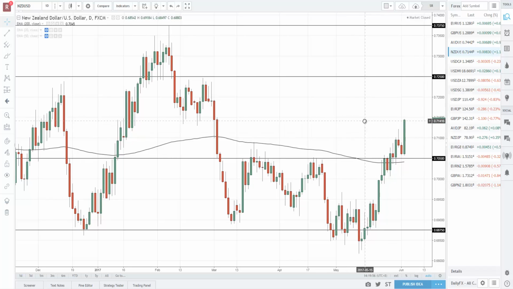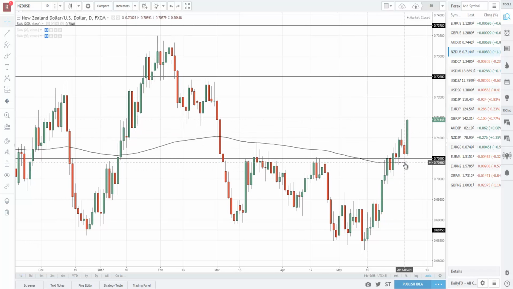So right now, definitely, price is above the 200 MA. I am bullish on this, looking to long. You can see that the 200 MA is really a very good trend filter to tell you whether you should be long or short.